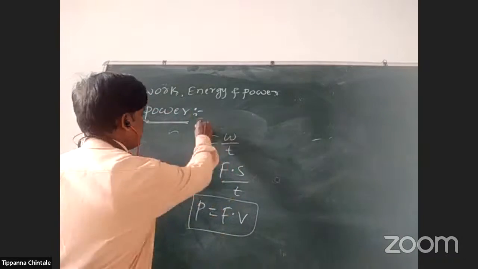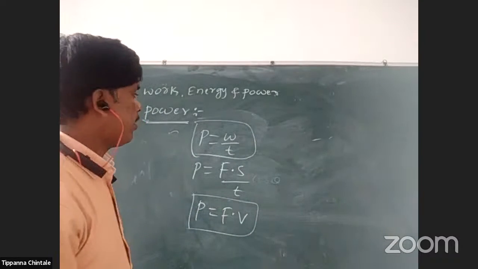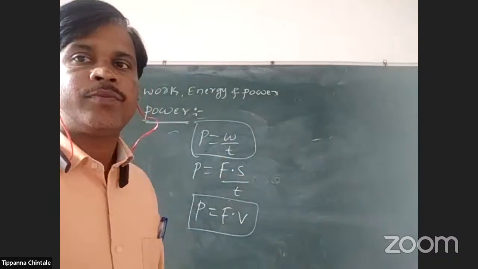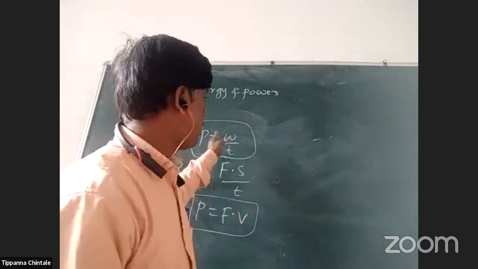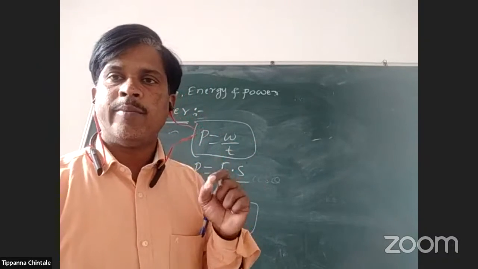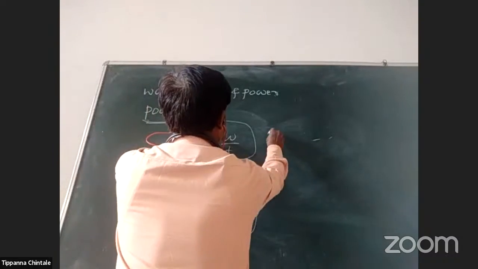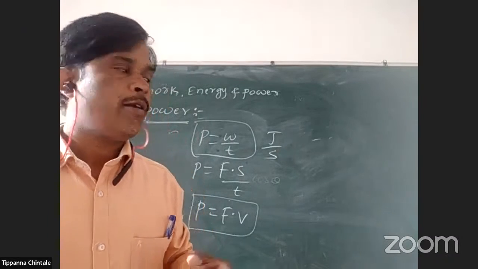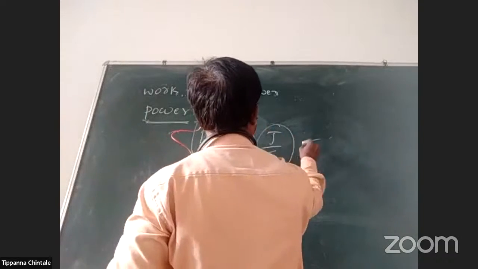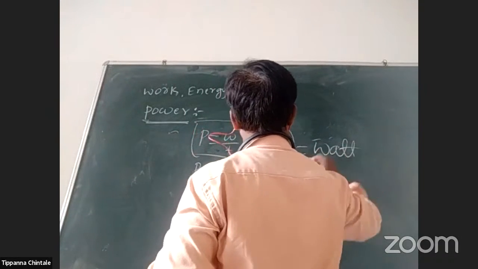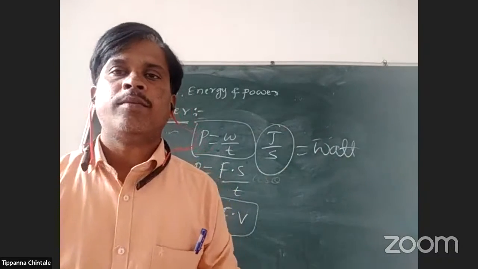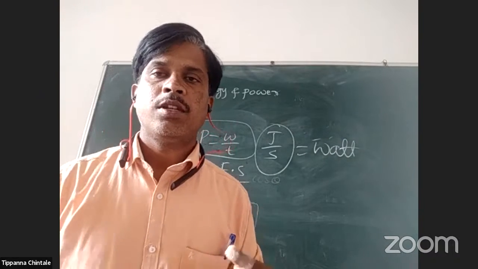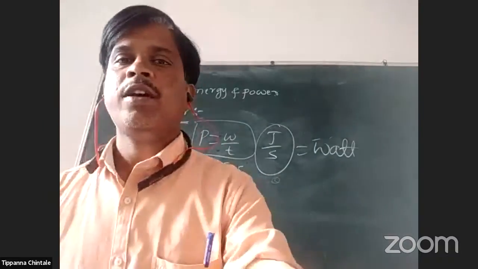Now what is the SI unit? What will be the SI unit of this power? You know that work is measured in joule. Sorry, the SI unit of the work is joule, and time is second. Therefore, it can be written as joule per second. SI unit becomes joule per second. But this joule per second is replaced by the name of the scientist, watt. Notice, the SI unit of the power is watt. You remember, all of you, because in the examination you may get it. Watt is the SI unit of power.